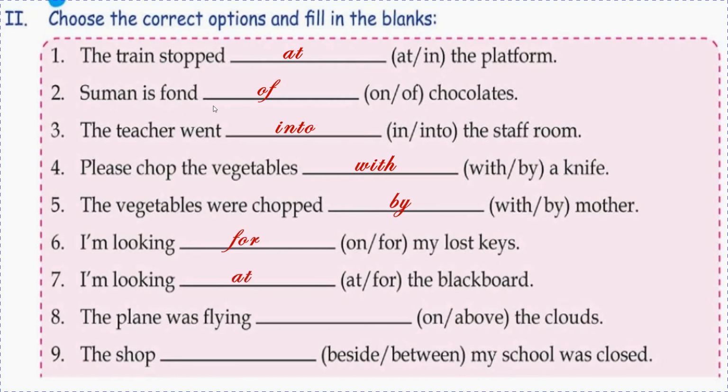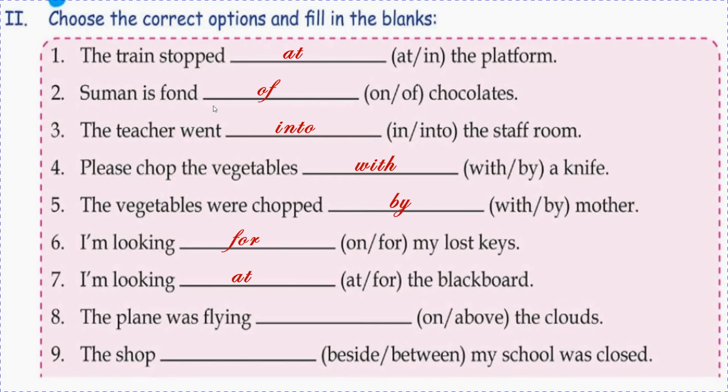I am looking for my lost keys. And I am looking at the blackboard. When you are talking about lost keys, then for, and when you are talking about you're looking somewhere, then at blackboard. So children, you have to take care, you have to read the sentences carefully before filling the preposition.